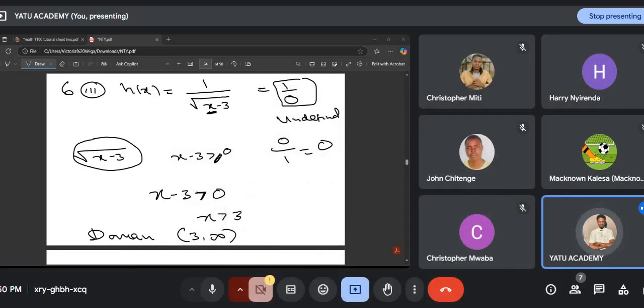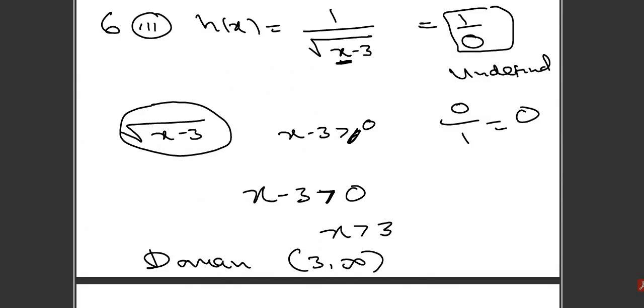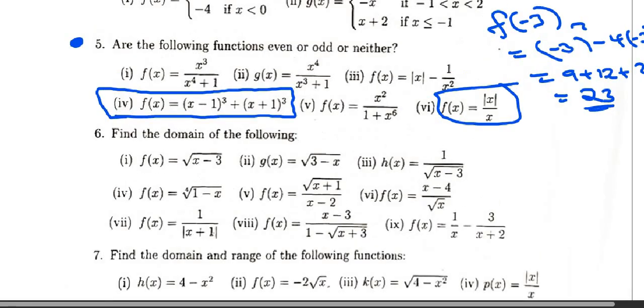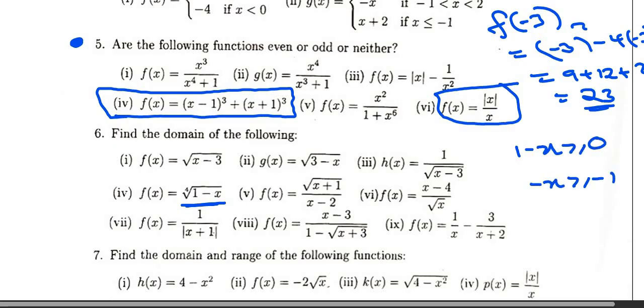So it's the same thing that we also do on the next one. So the next one here, we just solve the inside part. We're not concerned about the outside part, just solve the inside part. 1 minus x should be greater than or equal to 0. This will be greater than or equal to negative 1. We divide by negative, meaning x should be less than or equal to 1. So meaning here the domain is negative infinity up to 1, then closed.